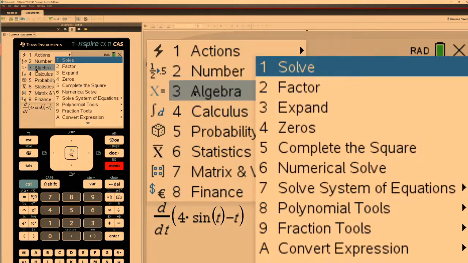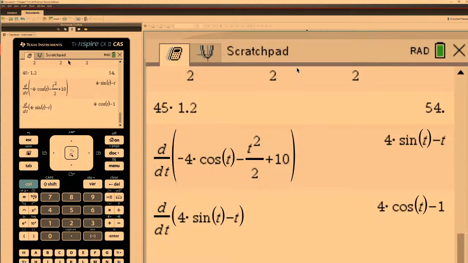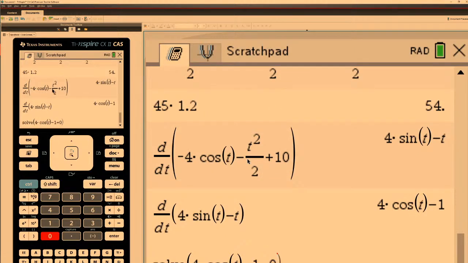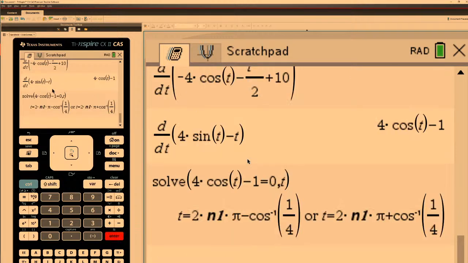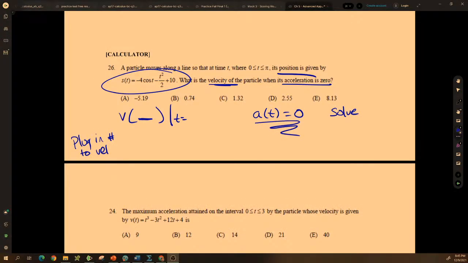So that's menu, algebra, solve. And then now I'm going to go up here, take this, equal it to 0, comma t. Now if I hit enter, I'm going to get something weird with ends. And that's because I didn't include the interval, right? This gave me an interval of 0 to pi, so we need to include that in our solve button.